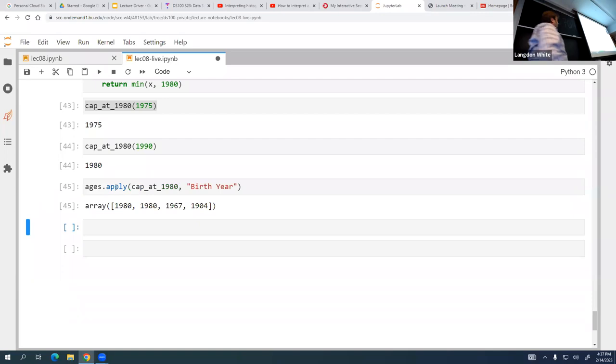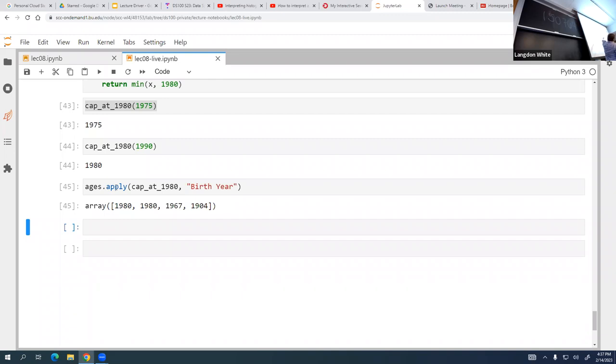Okay, so a couple of things that I want to show here. Remember, I called it like a method name, right? It's just like a variable, just like a handle to whatever, just like another variable would be to a number. So I can pass it around. You notice I'm not calling it, so there are no parentheses there. I'm actually passing that method along to the apply function. So one of apply's parameters can be a method. And so I'm going to pass cap at 1980.